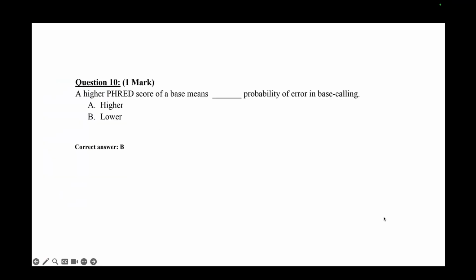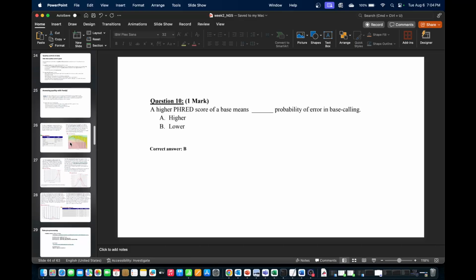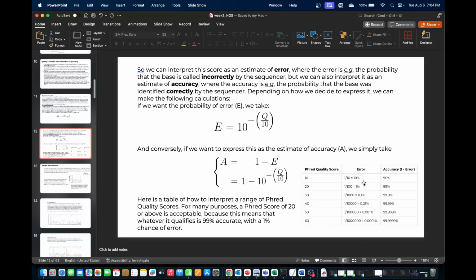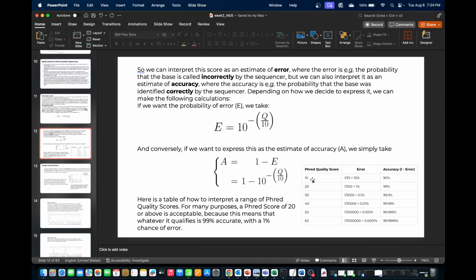Yeah, it's basically the higher the Phred score, the lower is the probability of base calling error. I'll just quickly go over that table just to make you remember. A Phred score of 10 means you have an error percent of 10, accuracy 90. The higher the Phred score, the lower is the error rate, the better is your accuracy.